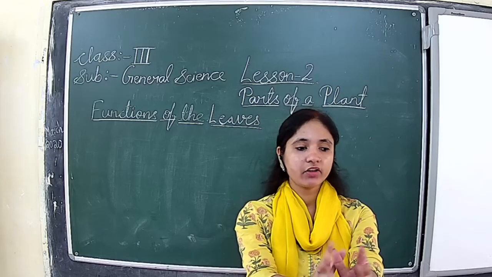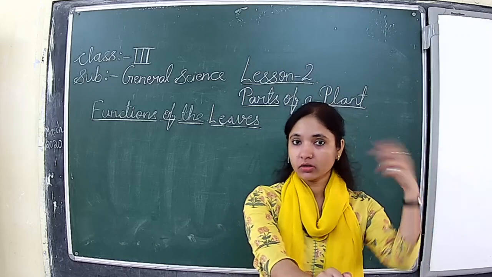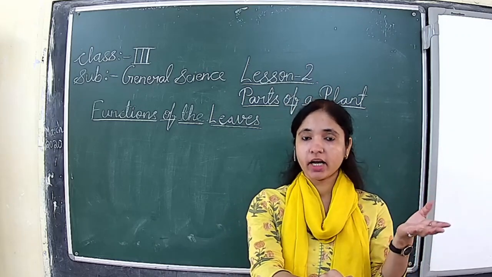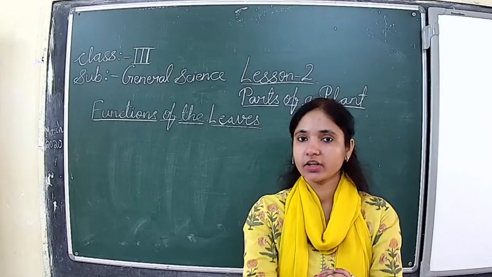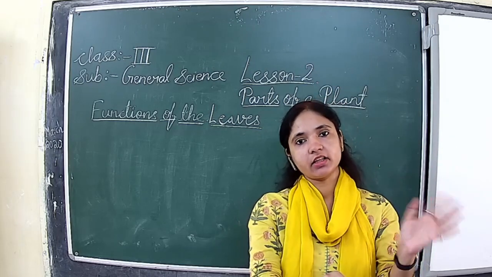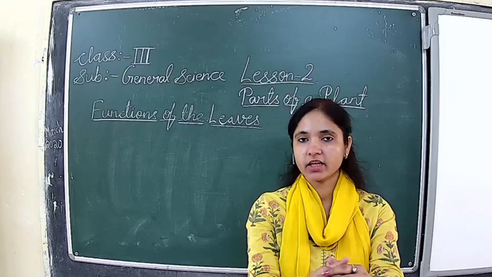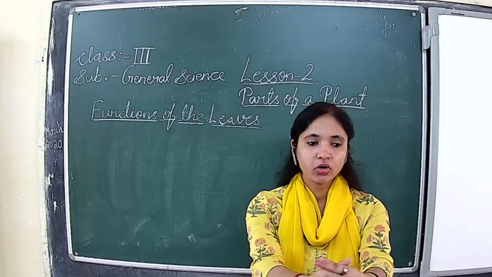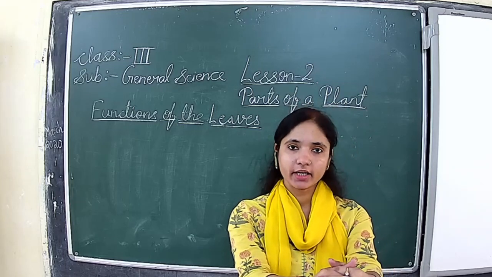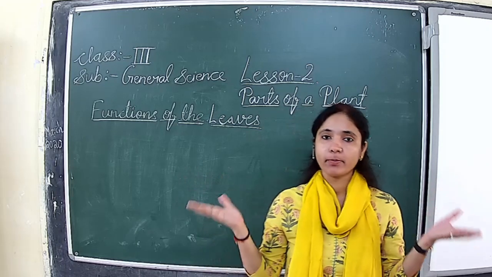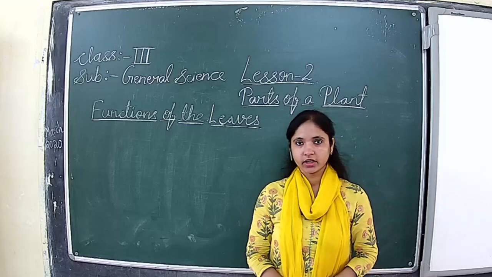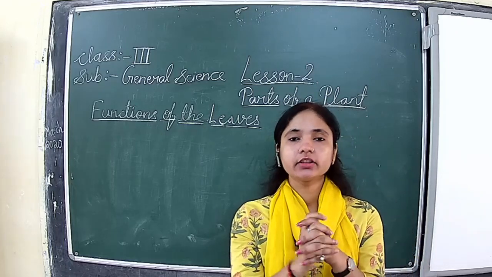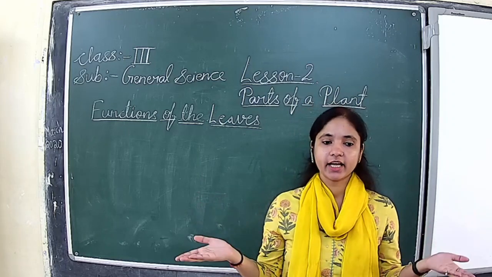Then we have seen the function of the stem. We have seen root, type of root, then stem, type of stem, and now the function of stem. Already we have discussed this in detail. Now I am just summarizing it. The stem holds the plant erect so that it can get the proper sunlight and air.